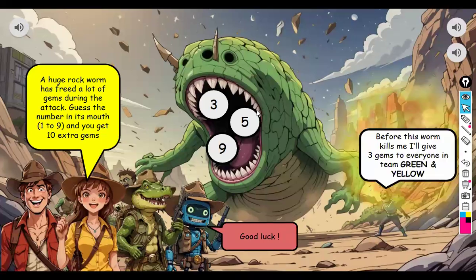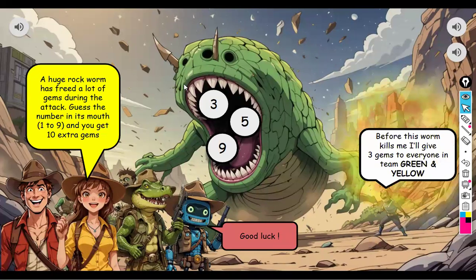Let's go. If you look at the thing here, a little bonus points. This person who's about to die by the worm has just given 3 gems to anybody in the green and yellow team. So it's a little bit of bonus there. If anybody is in the green or yellow team, you get an extra 3 gems, right? If you're still on 0, oh my God, somebody's still on 0. Don't worry, you have more chances. Let's go, let's go.